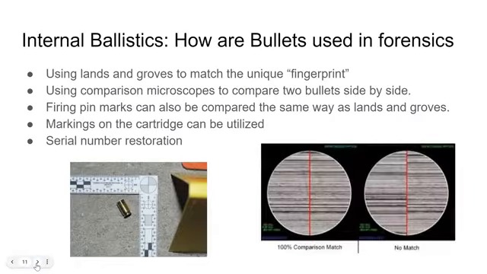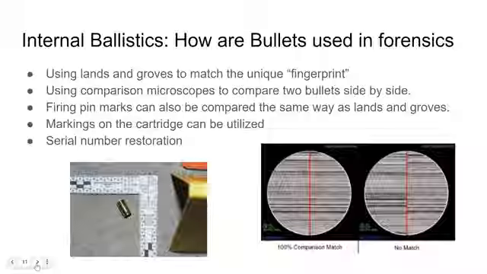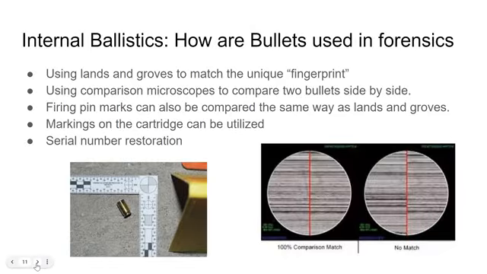In internal ballistics and how bullets are used in forensics, we use the lands and grooves to match the unique fingerprint, or rifling, using a comparison microscope to compare 2 bullets side by side. Firing pin marks can also be compared the same way as lands and grooves. Markings on cartridges can be utilized, and even serial number restoration are all part of internal ballistics.